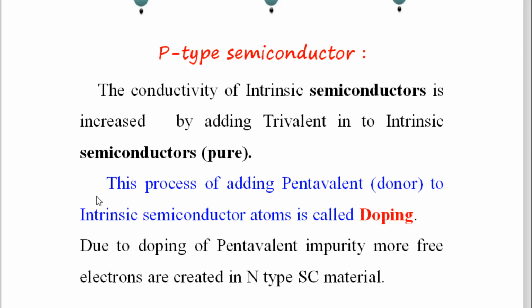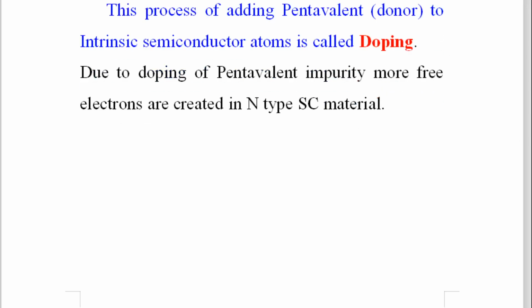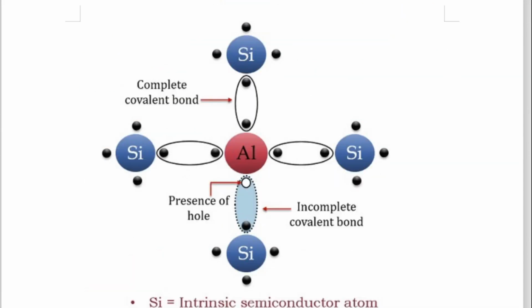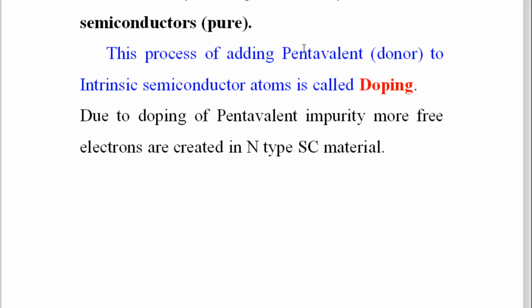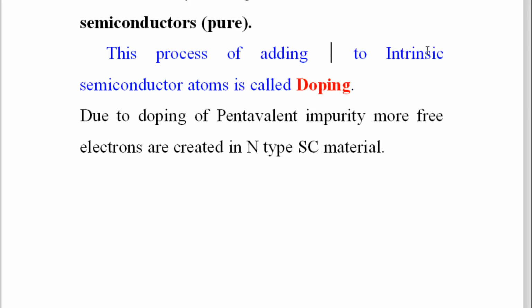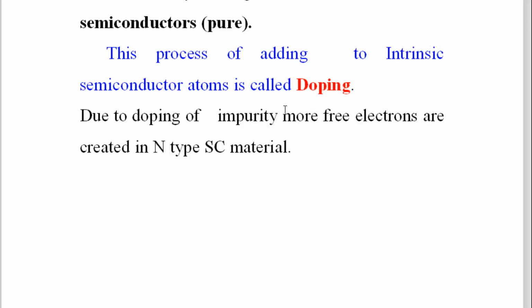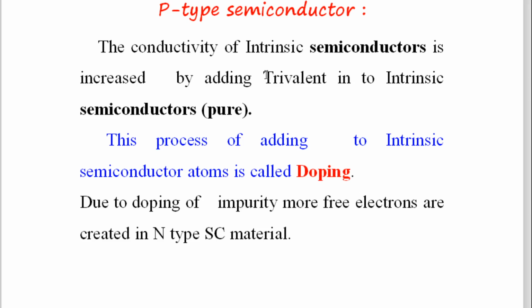Now here, this process of adding the trivalent impurity, see here now, there will be a small change. The process of adding trivalent impurity into intrinsic material is called, here there is a trivalent impurity.